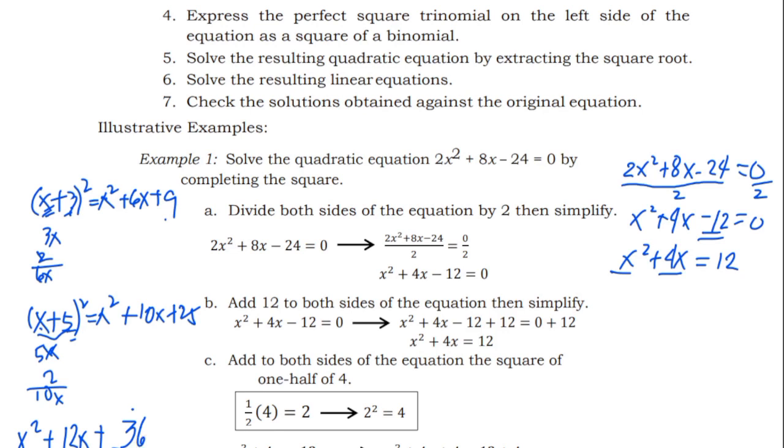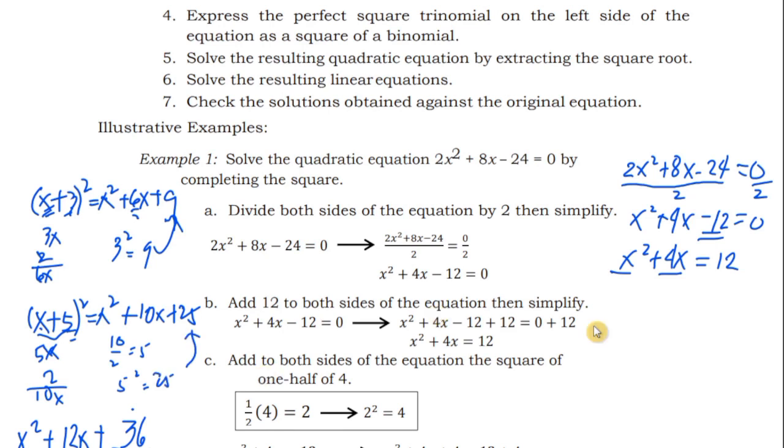If we want to know whether it is really correct, let us try. 6 divided by 2 is 3. The square of 3 is 9. Then 10 divided by 2 is 5. The square of 5 is 25, to make it a perfect square trinomial.